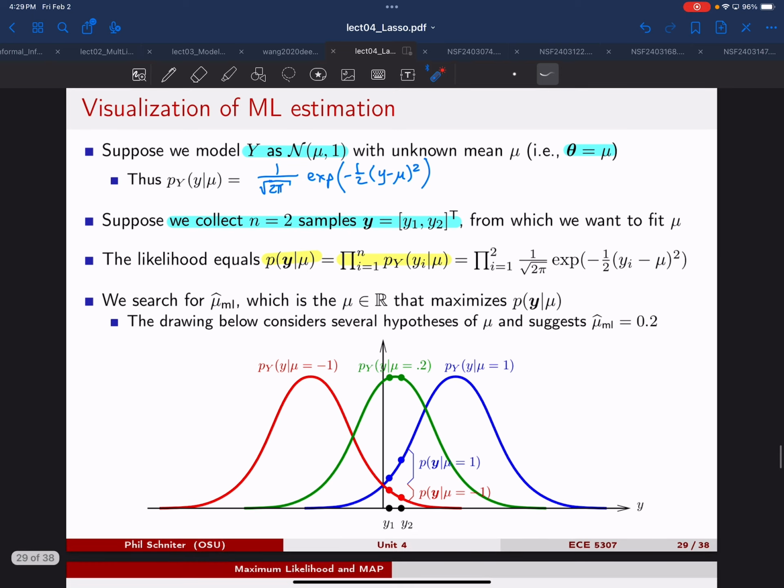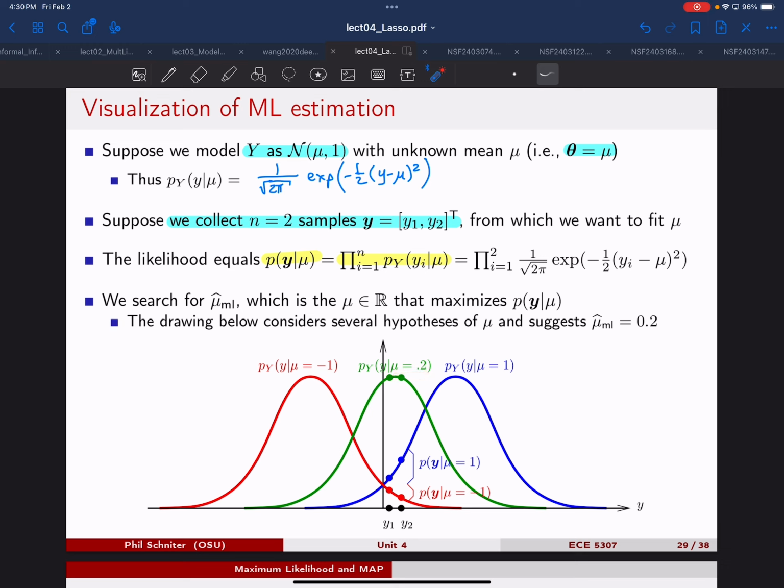Okay, so we can actually do this a little bit graphically here. I'm plotting y again on the horizontal axis. Let's say that the 2 values of y that I collected are exactly those values there and there. And I've drawn 3 different hypotheses of what mu can be. Now, really, mu can be any real number, but I couldn't draw every case, so I drew 3. One hypothesis is mu is -1. Another hypothesis is that mu is 0.2. Yet another one is that mu equals 1.